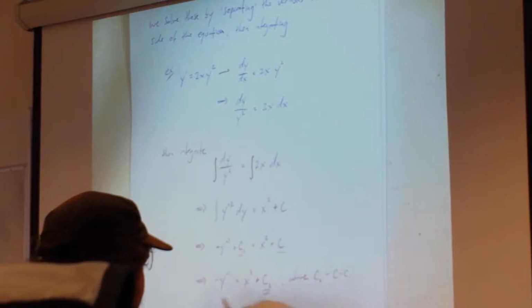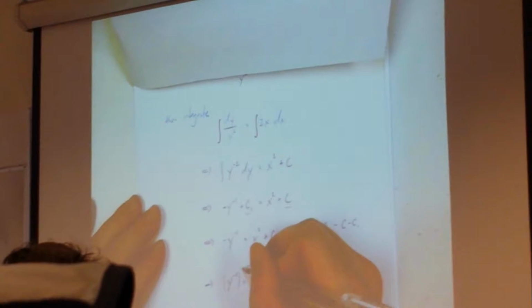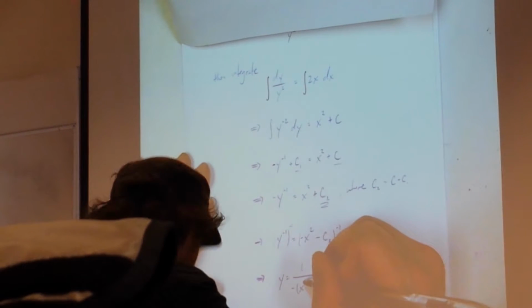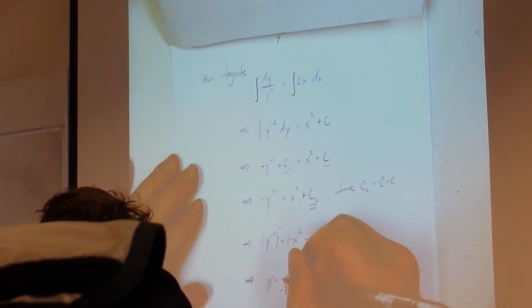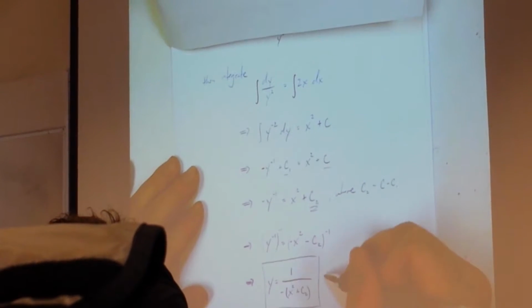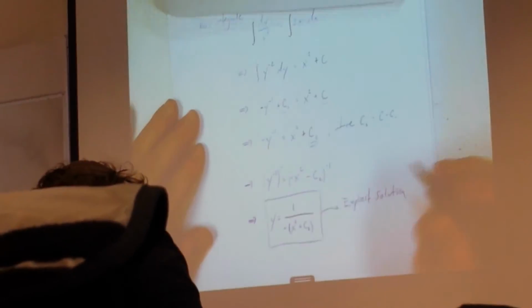Well, I could multiply both sides by -1. Y to the -1 equals negative x squared plus C2, or minus C2, it doesn't really matter. Okay? So, solving this further, we're lucky on this one, I could solve for y, raising both sides to the -1 because that would solve for y alone, right? We'd have 1 over negative, I'm going to pull out the negative, x squared plus some constant. And this is what's called an explicit solution. We have y in terms of x.